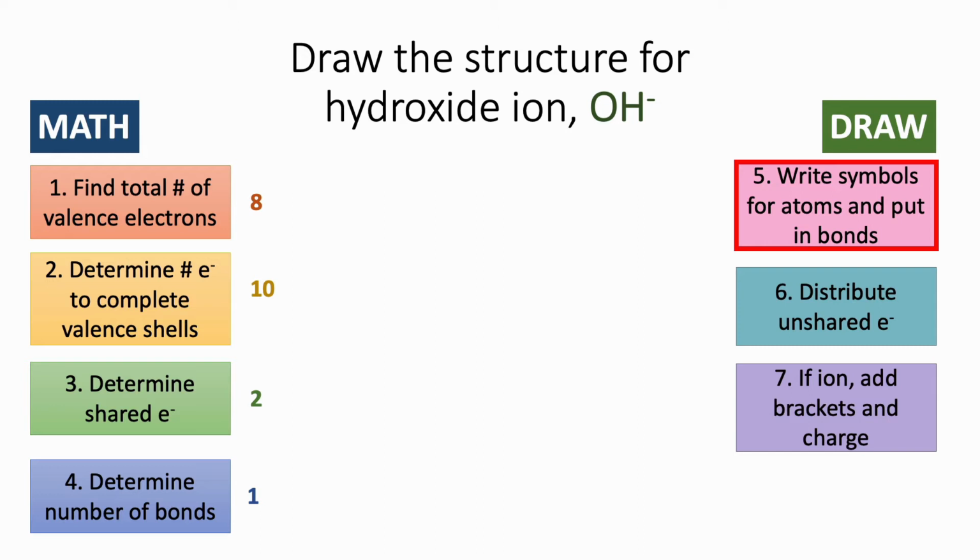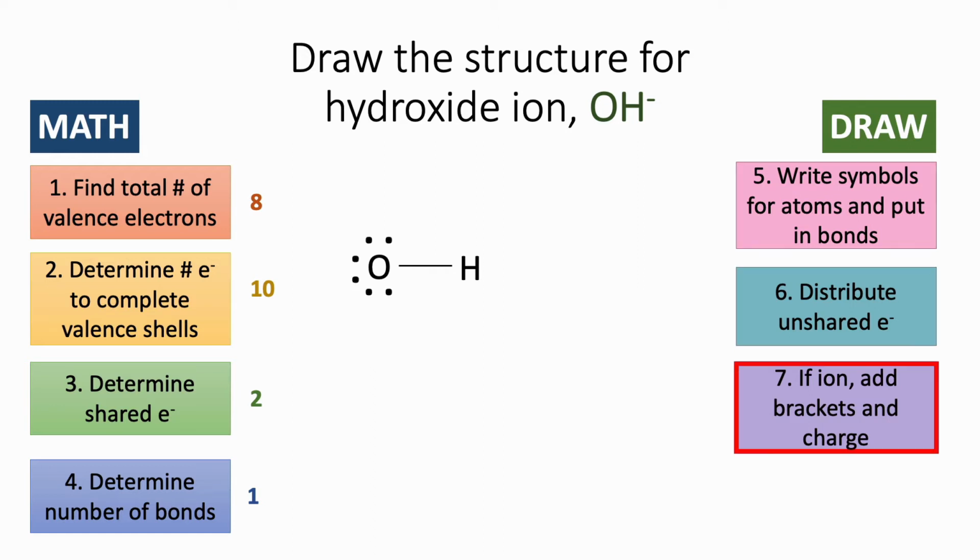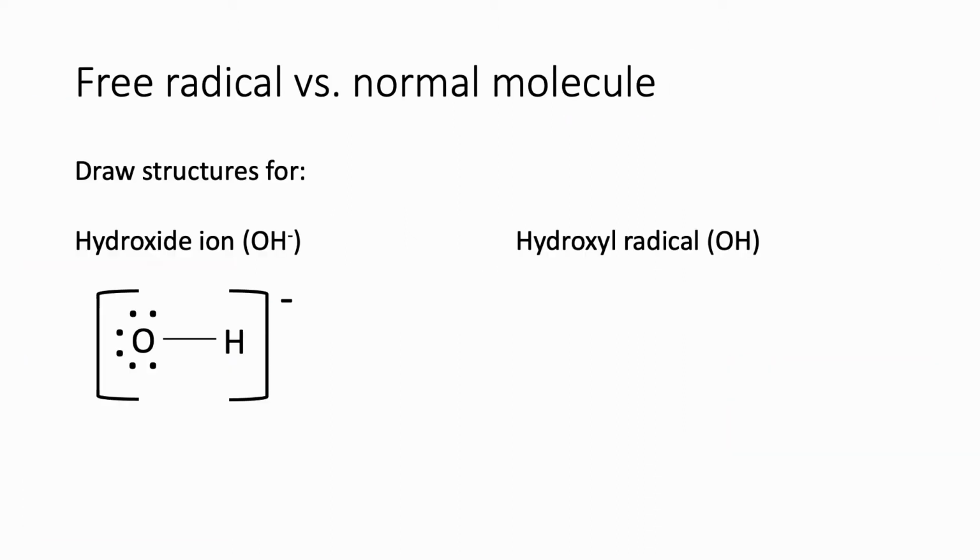Let's now draw the structure. We have oxygen, we have hydrogen, we have 1 bond between them. How many unshared electrons do we have? We started with 8 electrons. We used 2, so we have 6 left. Hydrogen is full because it can only hold 2 electrons, so those have to go on oxygen. And don't forget, this is an ion. Let's add on the brackets. Let's put in the charge. And that's our hydroxide ion.